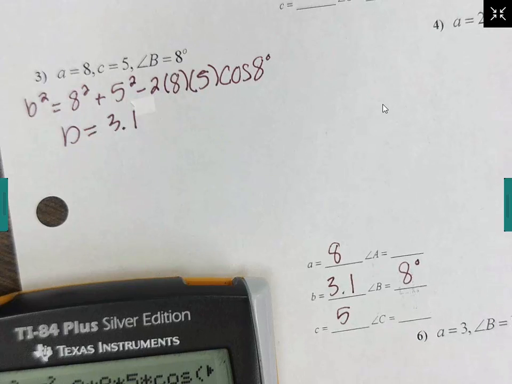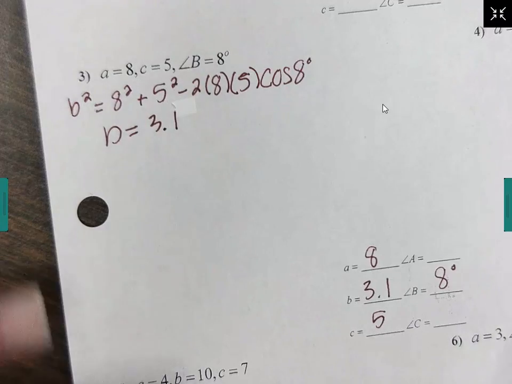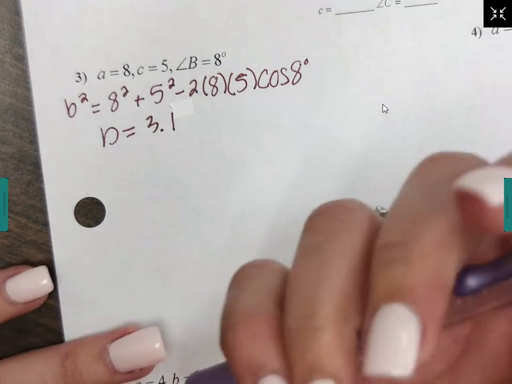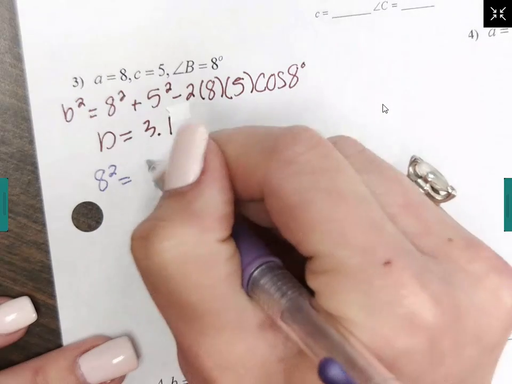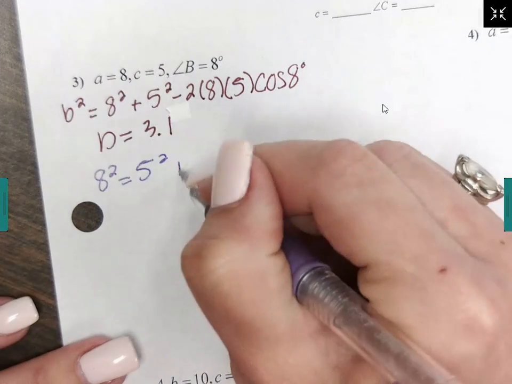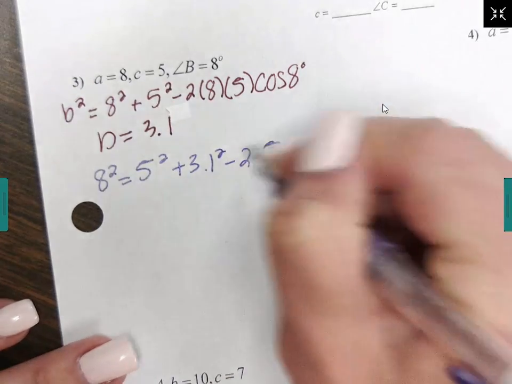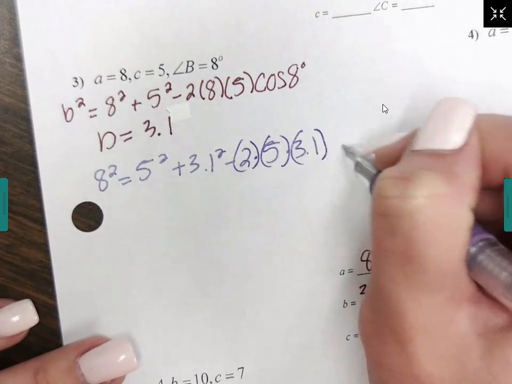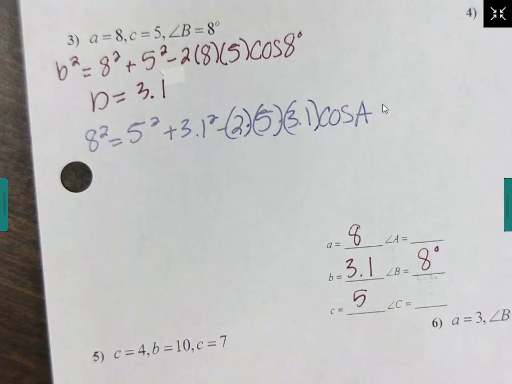Okay, so now we have to ask ourselves, do we want to find angle A or angle C? What do y'all want to find? C. Right. Yes, you're absolutely right. Let's start with A, okay? So if we started with A, what is that going to give us? All right, 8 squared is equal to 5 squared plus 3.1 squared minus 2 times 5 times 3.1 times the cosine of A, correct? Any questions?